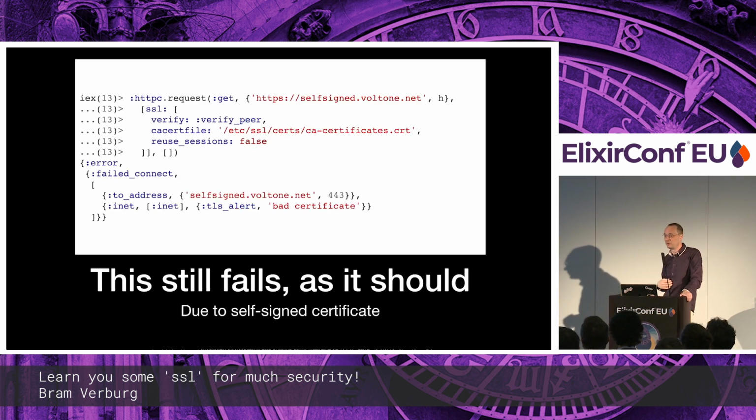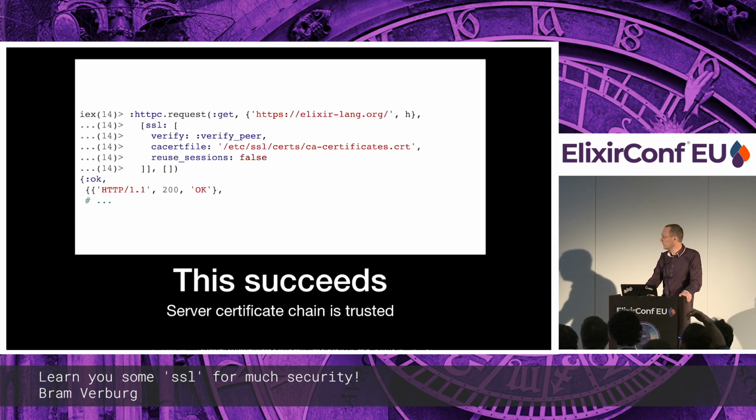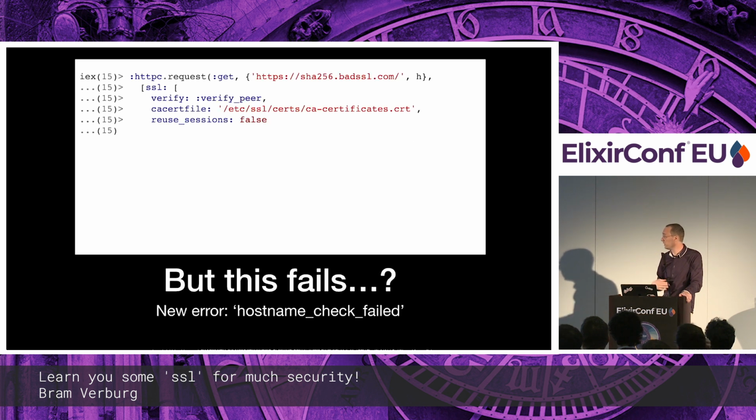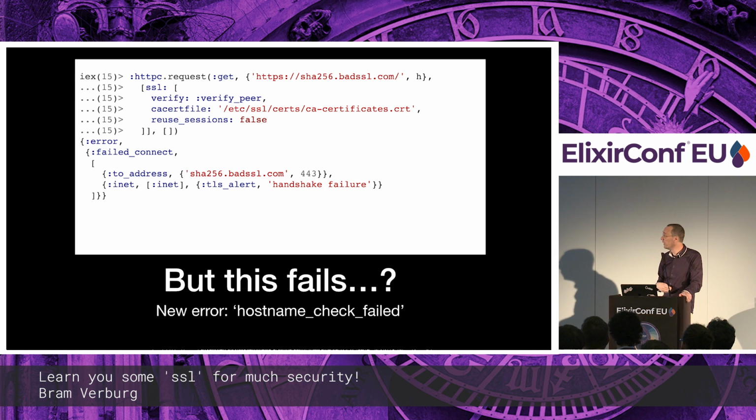But for the purpose of this presentation, we're going to use the CA trust store of the operating system, which lives in etc SSL certs on this particular machine where I ran this code. And now you can see that the connection to the self-signed server is failing, as it should. So here's the CA set file, and the connection to a legitimate server succeeds because the certificate is trusted. It can be traced back to the CA certificate in the trust store.